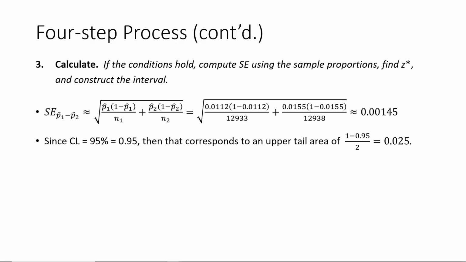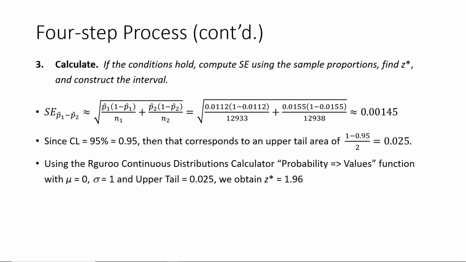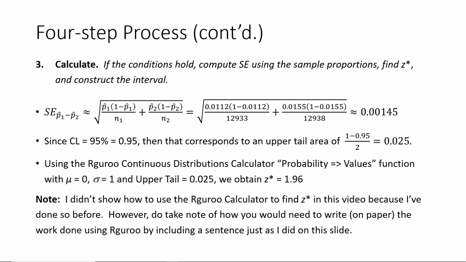Next, we note that the confidence level, being 95%, corresponds to an upper tail area of 25 thousandths. We use that upper tail area with the Arguru continuous distributions calculator probability to values function. The mean is equal to 0, standard deviation is equal to 1. So the upper tail area of 25 thousandths will yield a value for z asterisk of 1.96. Again, we round that to 2 decimal places. For all z values, we do that.